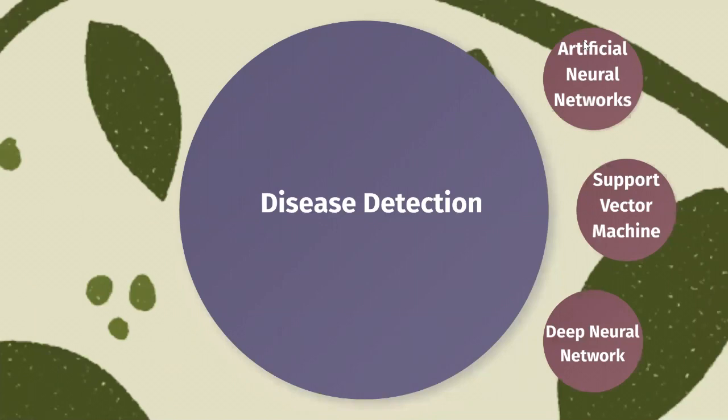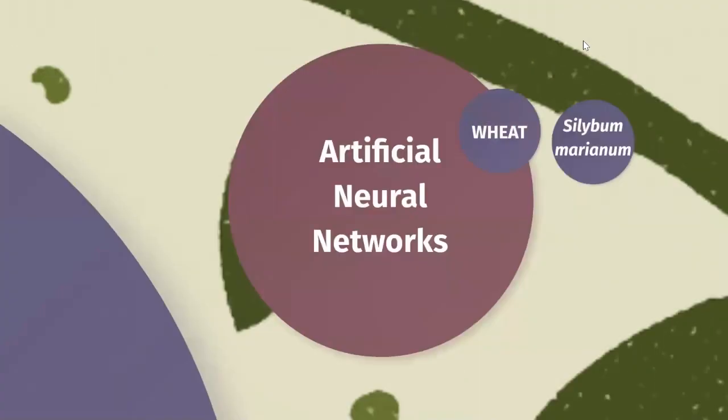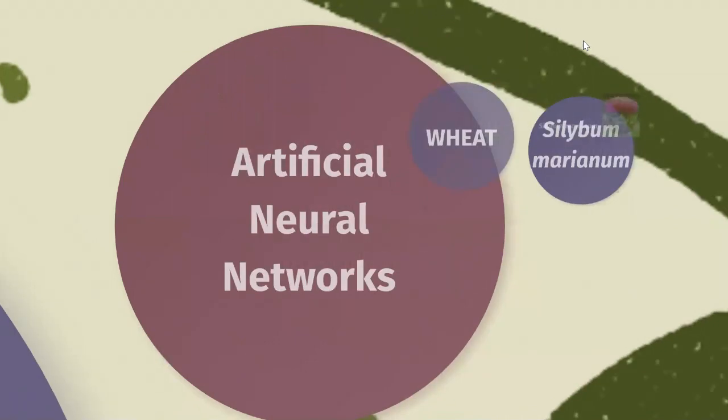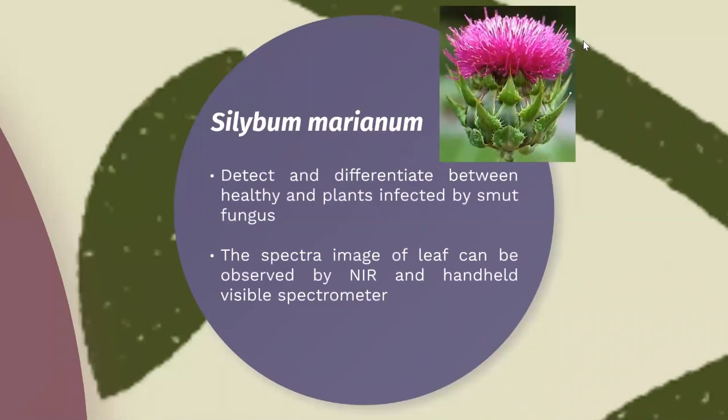We will proceed for disease detection. Disease detection is one of the biggest concerns in agriculture. There are few models that can be used in disease detection. The first one is artificial neural network. By using this model, it can help in detecting and differentiating between healthy plants and plants infected by smut fungus. The spectral image of leaf can be observed by NIR and handheld visible spectrometer.